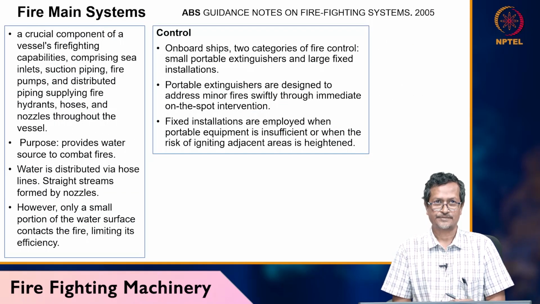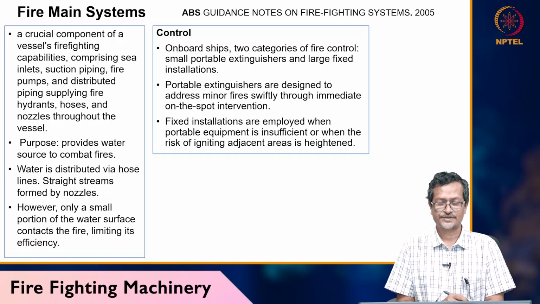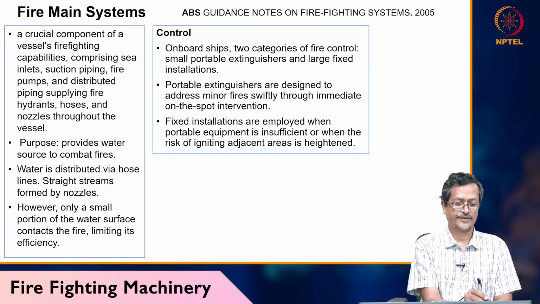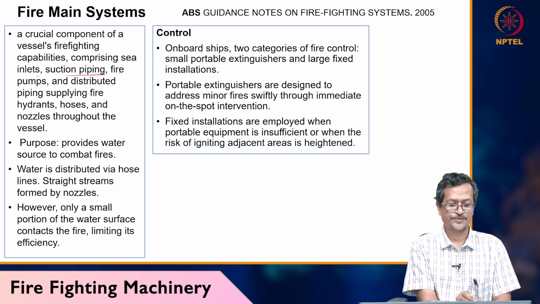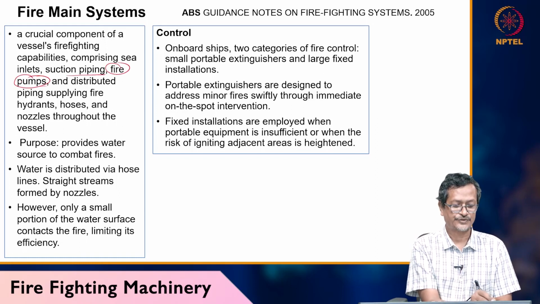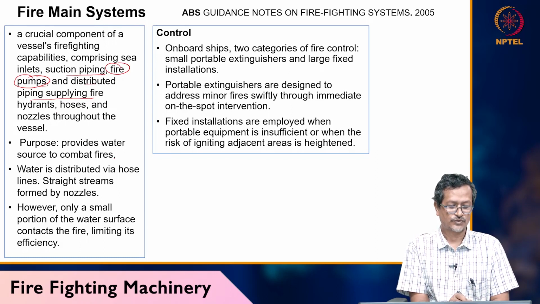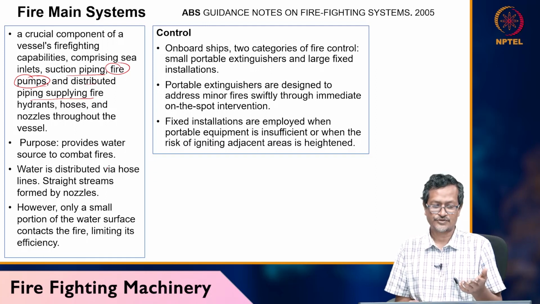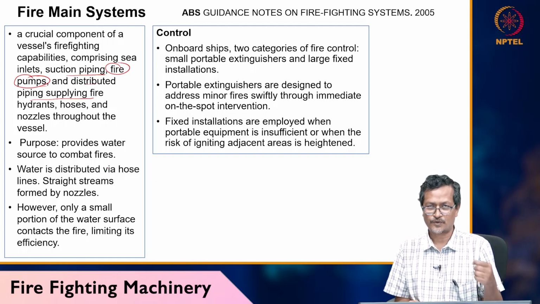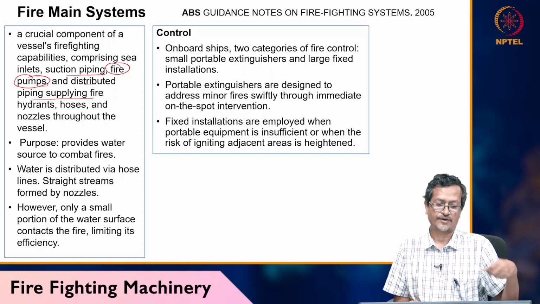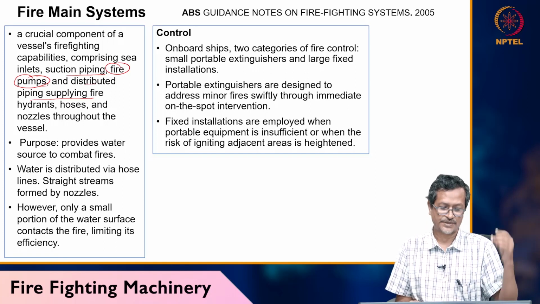So, now the fire main system. One portable system will be there, another fixed system will be there. A crucial component of a vessel's firefighting capabilities comprising sea inlet, suction pipe, fire pump. So, pumps will be there actually, okay. It will be a high pressure pump and distributed piping system, fire hydrant will be there, hose will be there, nozzle, okay. So, the purpose is to provide a source to combat fire. These are fixed type fire installations, for larger fire handling, and for smaller fire handling you have portable systems. For a large amount of fire, big systems, big rooms, big buildings, in that case you should have a fixed fire handling system, okay.